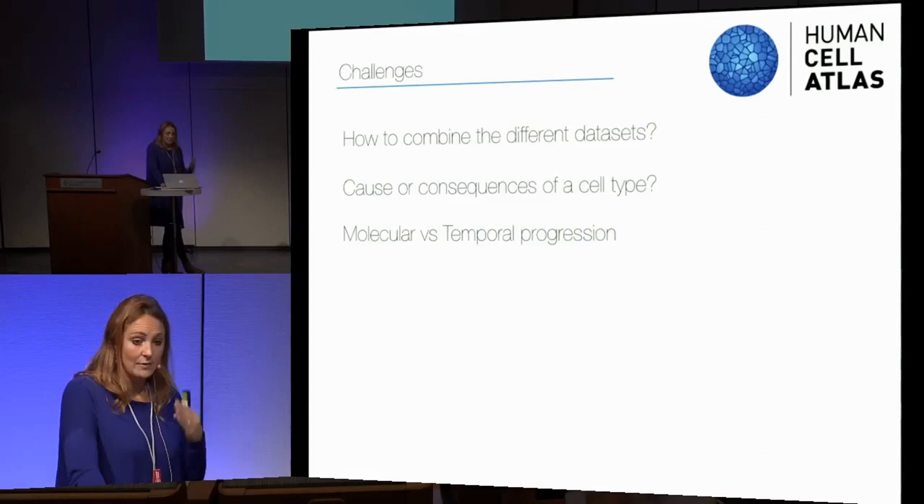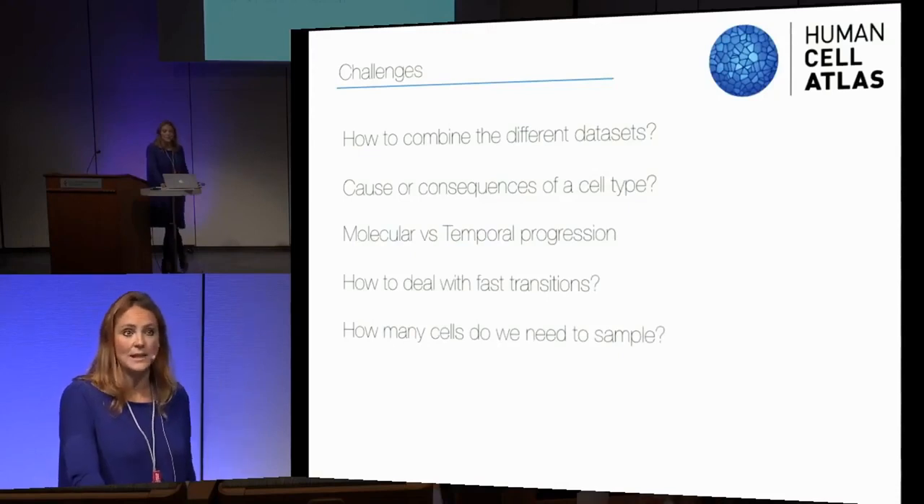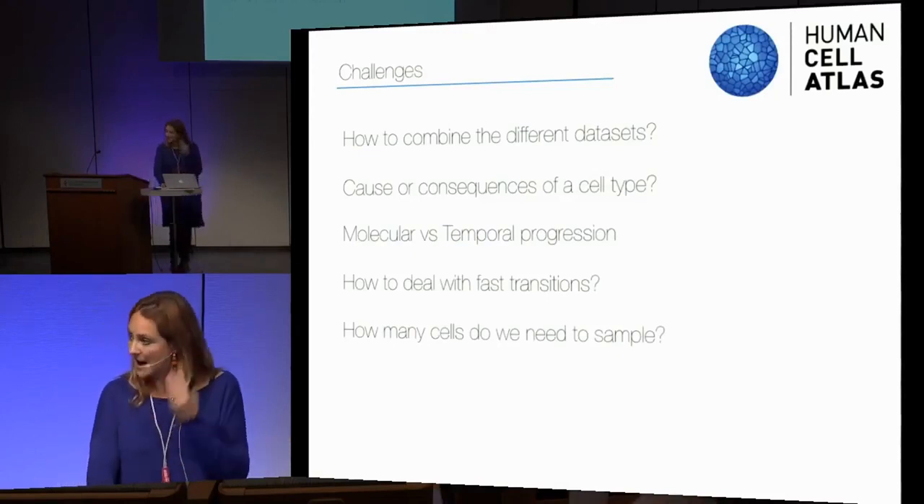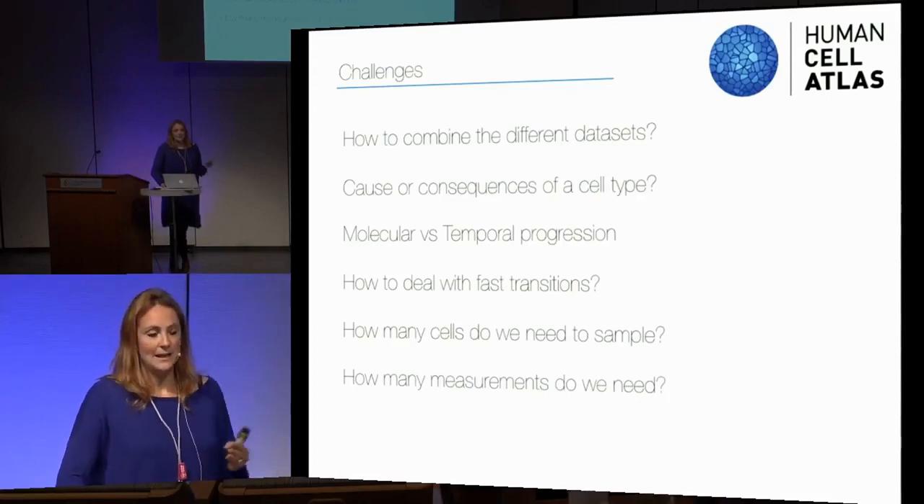So just to finalize, I think these are the challenges: how to combine the different data sets, with their time scale differences, so how to combine imaging with sequencing at different scales. What are the causes and consequences of phenotype, molecular versus temporal progression, and how to deal with fast transitions. That brings up how many samples we really need to get this transition accurately, how many measurements we need, and what the spatial resolution is.